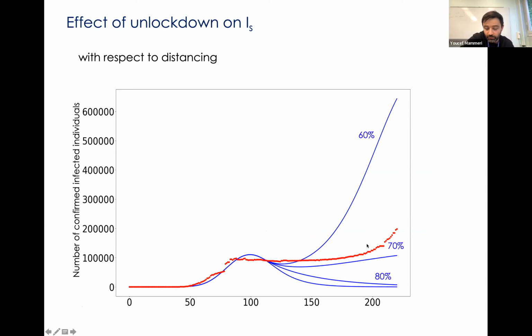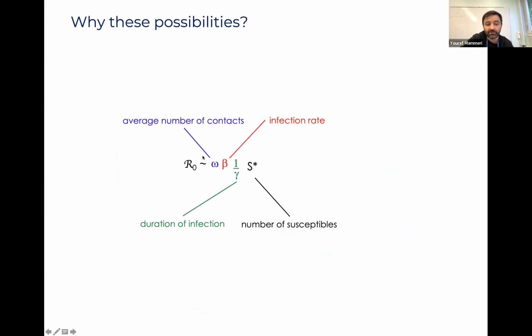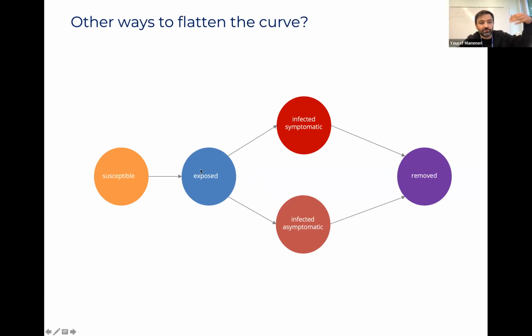can the curve go up after the lockdown? Again, if I come back to the R naught, I just reduced the number of contacts, but the number of susceptible is still the same. The recovery is still the same. The infection is still the same. So when you stop the lockdown, you just increase the number of contacts, but the number of susceptible is still big. So if the virus is still there, the R0 will become very large again, and then you go.